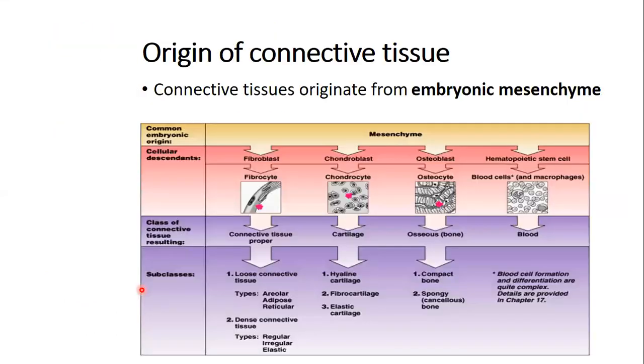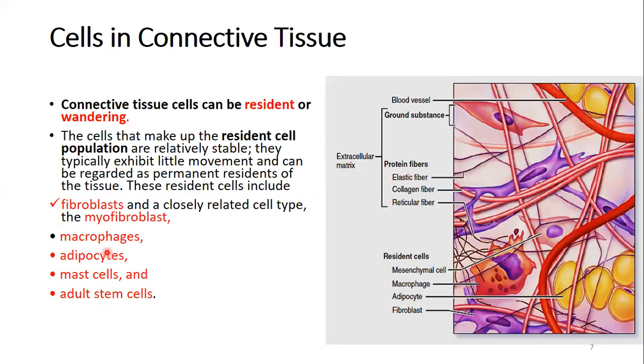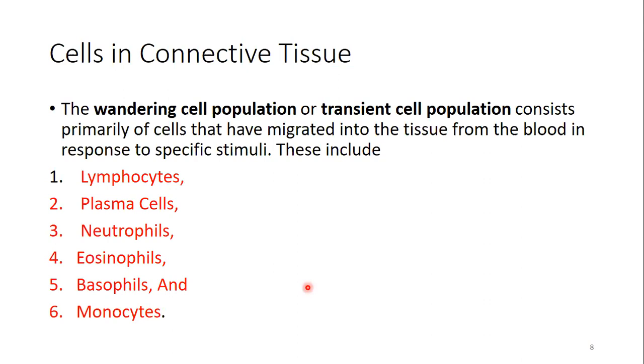So that's about cells of connective tissue. We have permanent cells here: fibroblasts, fibrocytes, myofibroblasts, macrophages, adipocytes, mast cells, and stem cells, or what we call mesenchymal cells. Then wandering or transient, or temporary, cells: we have lymphocytes, under which we have T and B lymphocytes. Then when a B lymphocyte is activated, it's known as a plasma cell. Then we have what we call granulocytes: neutrophils, eosinophils, basophils. And then finally we have the monocyte.